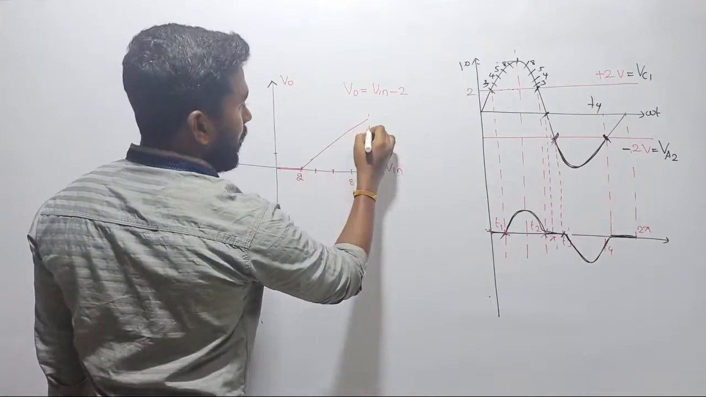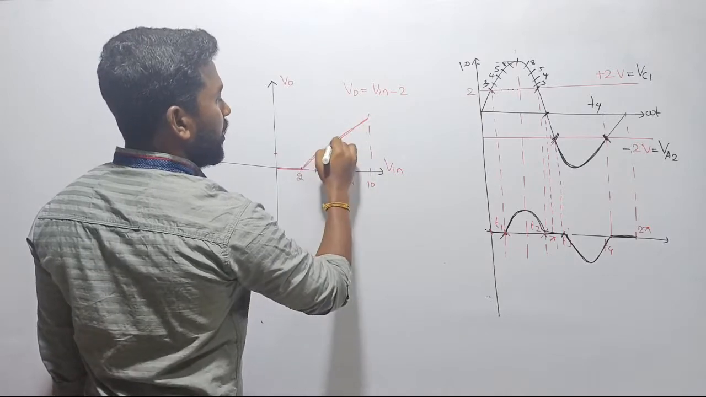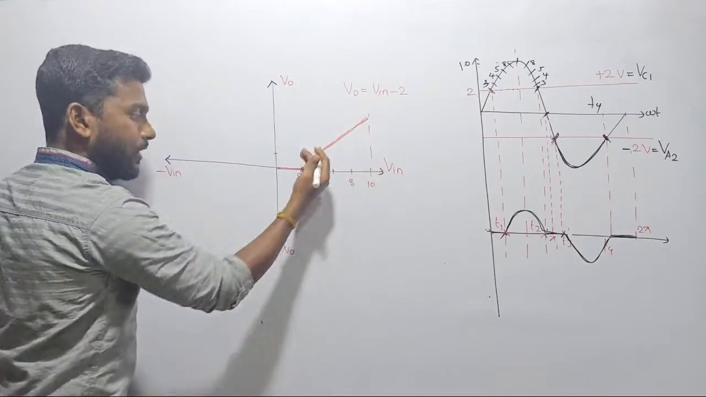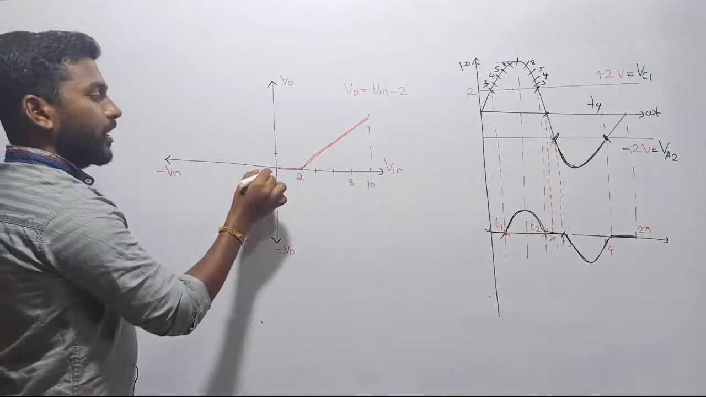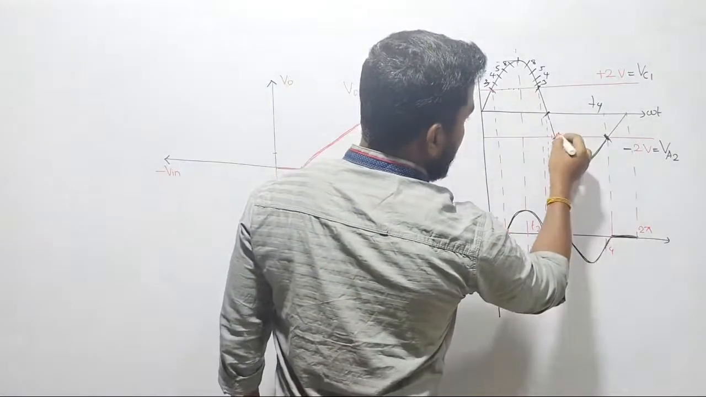Clear? And then what will happen? After 90 degrees, you are supposed to get back the same waveform. This is up to 90 degrees, I am drawing this waveform. After 90, again getting back to the same. Let us go back to the negative half cycle. In the negative half cycle, we have to start from pi.